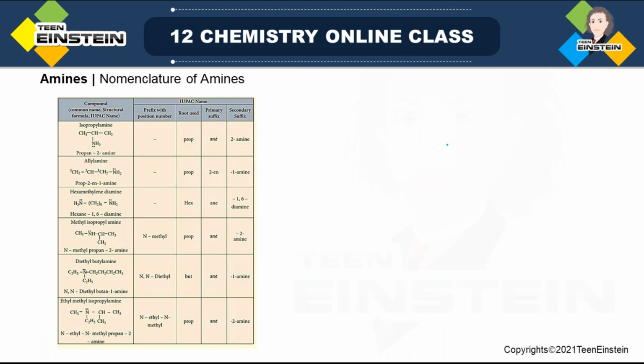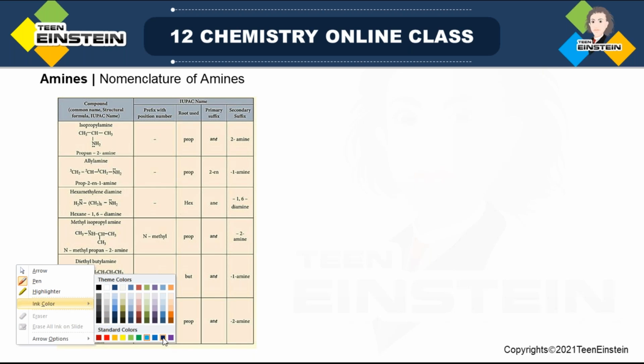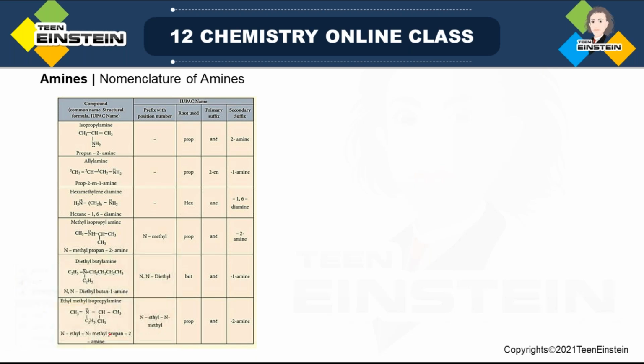Now combining all these facts, whatever we have discussed until now, if you look at these examples, first we have the common name. So here we have the common name, isopropylamine. This is the isopropyl group, with the middle carbon containing NH2. But at the end we have the IUPAC name. In this IUPAC name there is no prefix, so there is nothing mentioned.